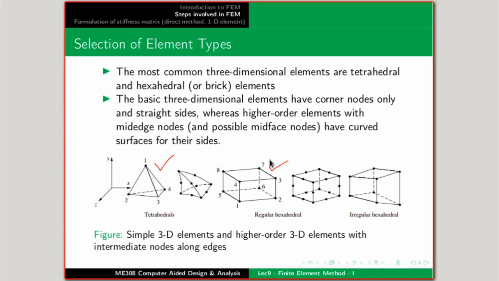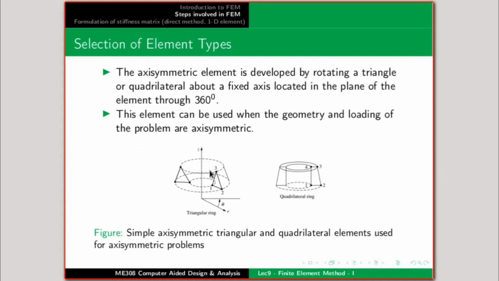The basic 3-dimensional elements have corner nodes only. So this is a basic 3-dimensional element. We have only corner nodes. This is a basic hexahedral element. It also has corner nodes only. Higher order elements have mid-edge nodes. So this is a higher order element. It has mid-edge nodes. Sometimes, in some cases, it may have mid-face nodes also, and might also have curved surfaces for their sides. An axisymmetric element can be used when the geometry and loading of the problem are axisymmetric.